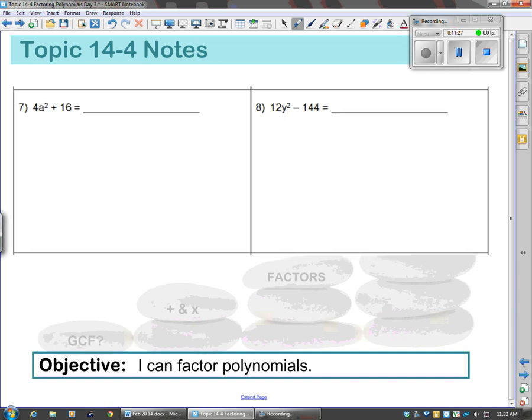Number 7, greatest common factor, 4. When you divide that 4 out, you're left with a squared plus 4. Sum, 0. Product, 4. There are no numbers that will add to 0 and multiply to positive 4. So there are no factors. Remember what we talked about the last time. If there are no factors, you go back to step 1 where you pulled out a GCF, and that is your answer.